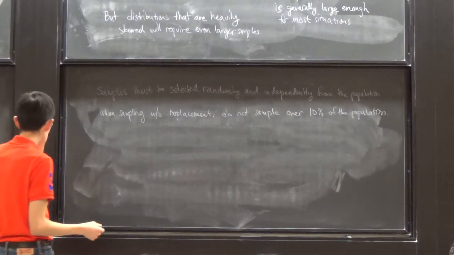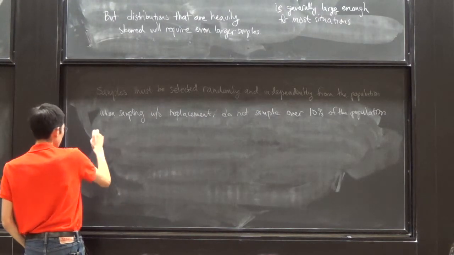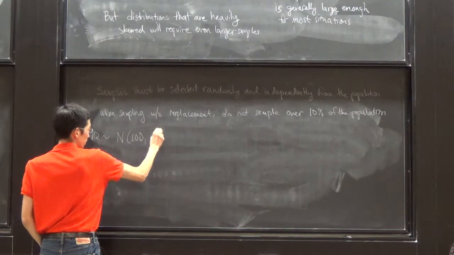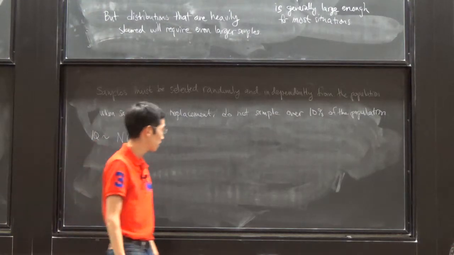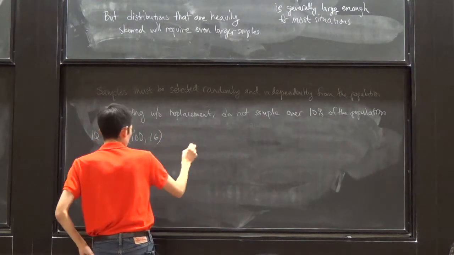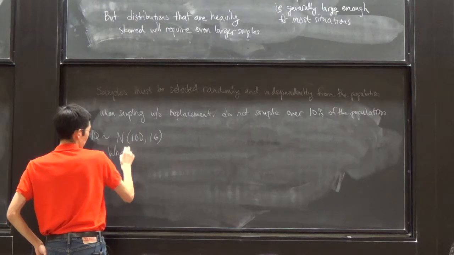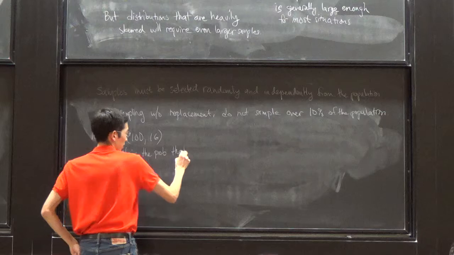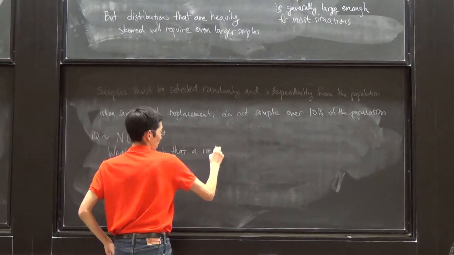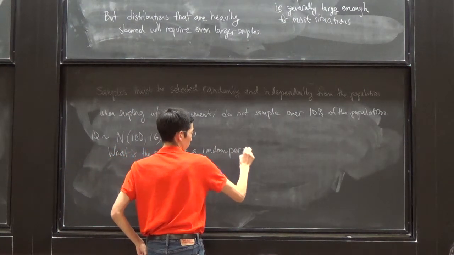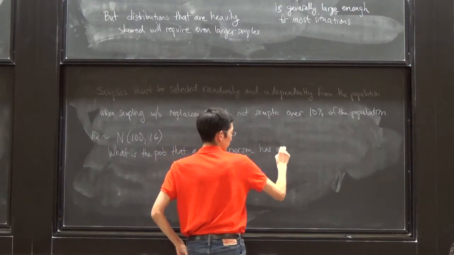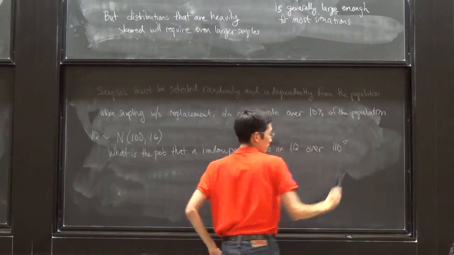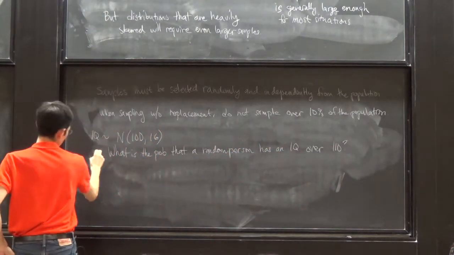Okay, so let's try an example here. So let's say IQ scores come from a normal distribution, mean 100, standard deviation 16. I can say, what is the probability that a random person has an IQ over 110? Okay, so that's 1.